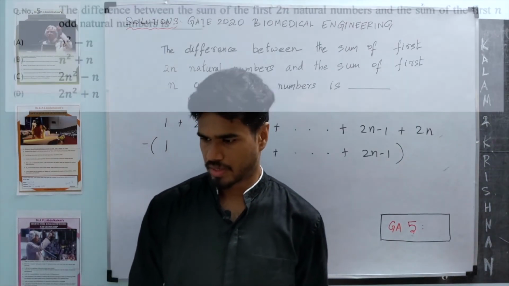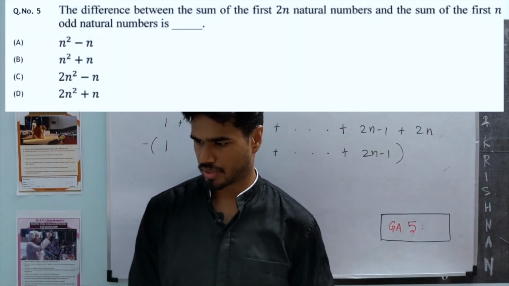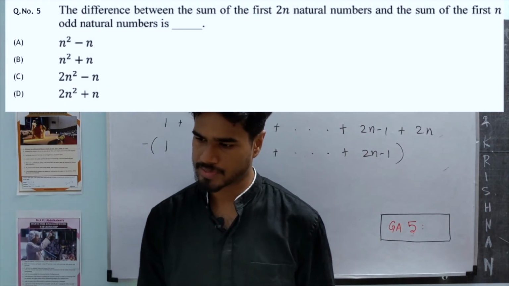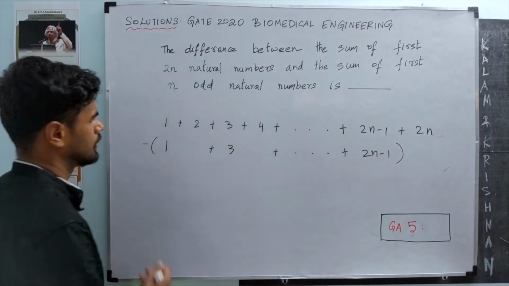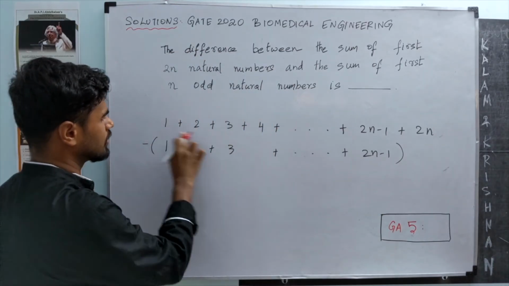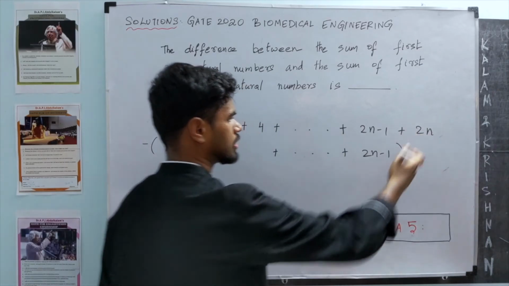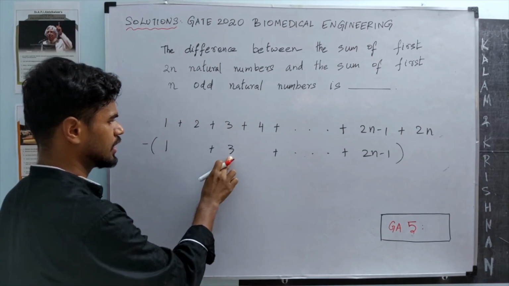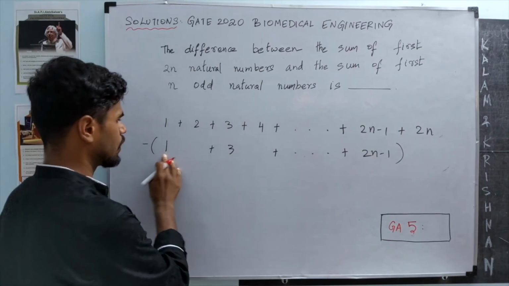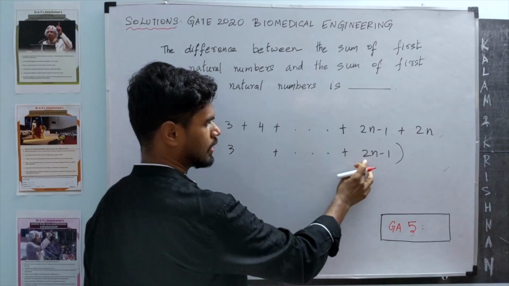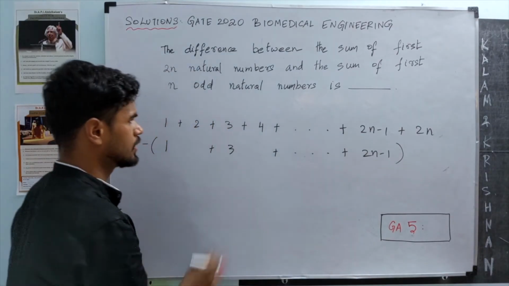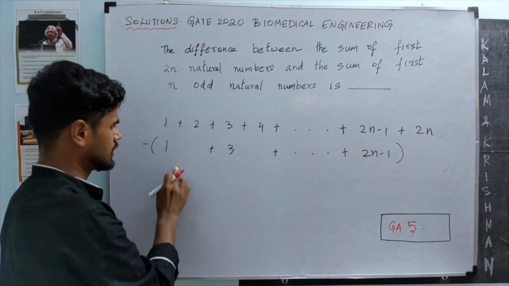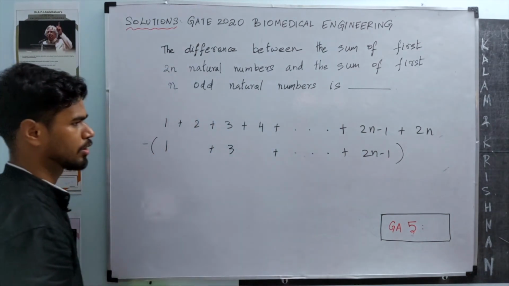Fifth question. The difference between the sum of the first two n natural numbers and the sum of the first n odd natural numbers is dash. We have the sum of the first two n natural numbers. In that we have to subtract the sum of the first n odd natural numbers. So we have 1, 3, 5 till 2n minus 1. Okay, so up to 2n there are n odd numbers, n even numbers. So we have all the n odd numbers here in the bottom right.